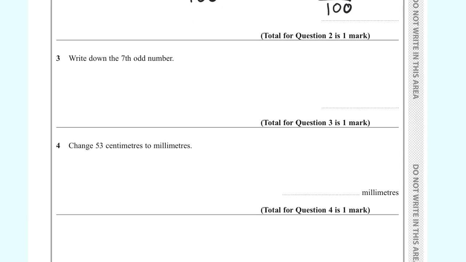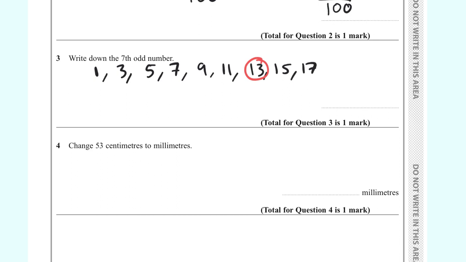This is a weird one. 7th odd number. That's so niche. Okay, so your first number is 1. Then it goes 3, 5, 7, 9, 11, 13, 15, 17. Right, I must have done the 7 by now. 1, 2, 3, 4, 5, 6, 7. 13. Right.